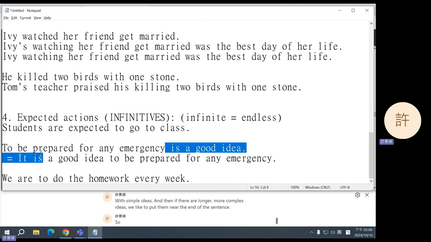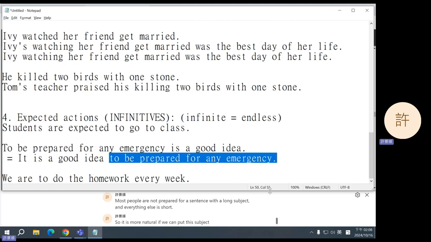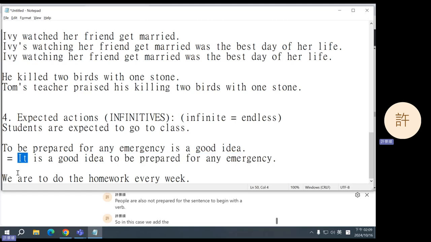So, to be prepared for any emergency is a really long subject. Most people are not prepared for a sentence with a long subject and everything else is short. So it is more natural if we can put this subject near the end. But if you move the subject to the end, people are also not prepared for the sentence to begin with a verb. So in this case, we add the empty word it to tell people, I know there should be a subject here, but it's really long. It's going to come later.